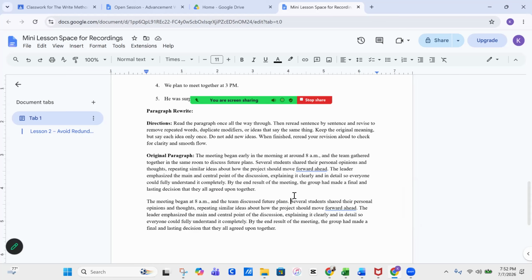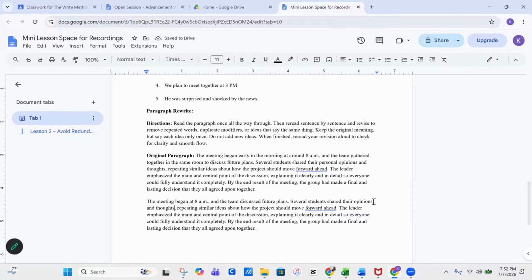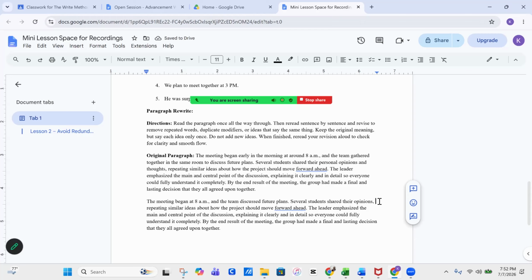Several students shared their personal opinions. Well, opinions tend to be personal anyway, right? Shared their opinions and thoughts. Well, opinions are thoughts. No, we're not saying beliefs, right? That would be slightly different than opinions, and we would want to probably keep that.